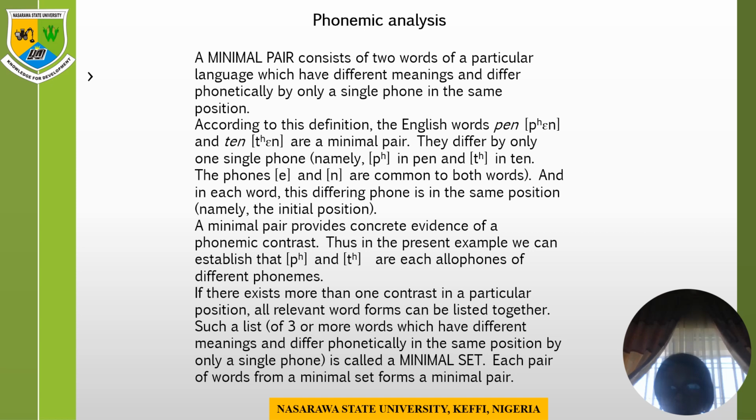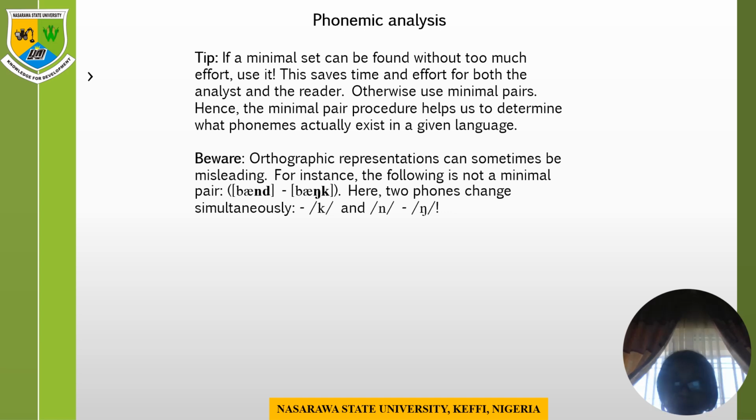If there exists more than one contrast in a particular position, all relevant word forms can be listed together. Such a list of three or more words, which have different meanings and differ phonetically in the same position by only a single phone, is called a minimal set. Each pair of words from a minimal set forms a minimal pair. Tip: if a minimal set can be found without too much effort, use it. This saves time and effort for both the analyst and the reader. Otherwise, use minimal pairs.